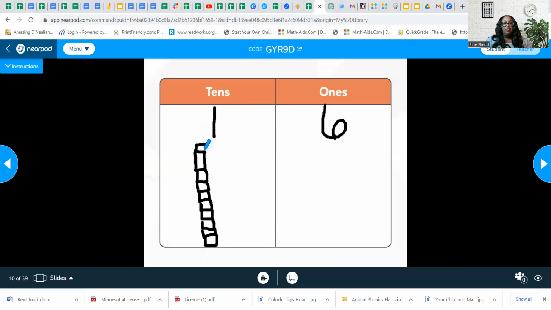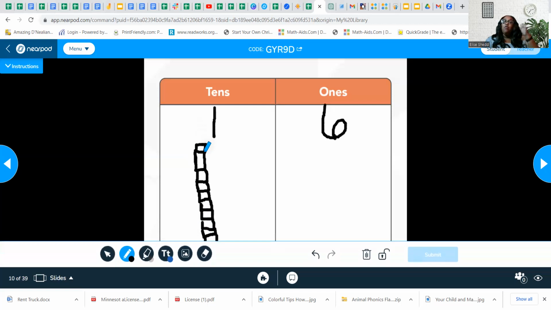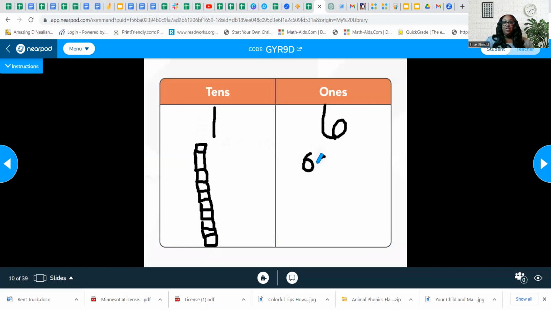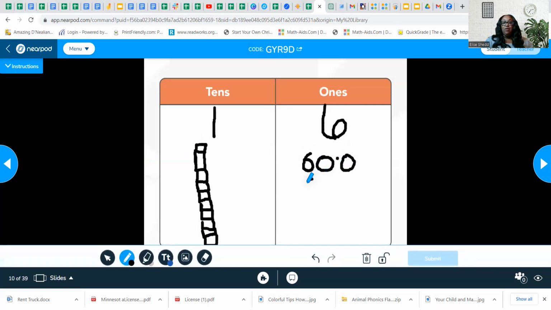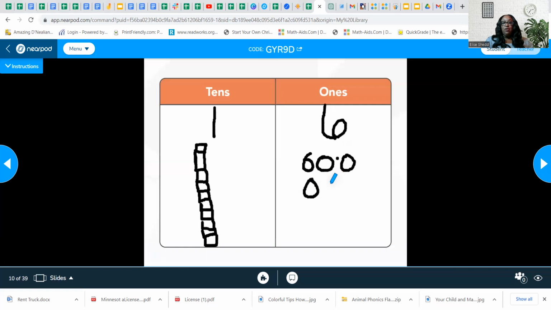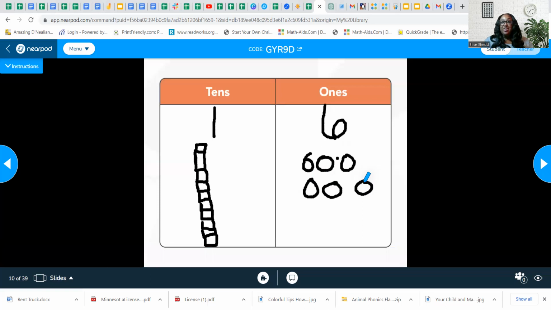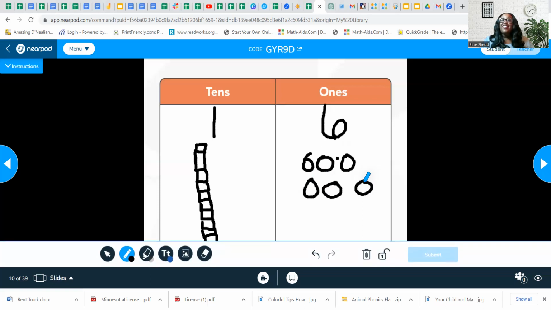10. So that's one set of tens. Of course, if we have two, there'll be two sets of what? Tens. Now we're gonna draw our 6 circles. 1, 2, 3, 4, 5, and 6. So we have 6 circles. So this represents the number 16. We have one set of tens and 6 ones. All right.